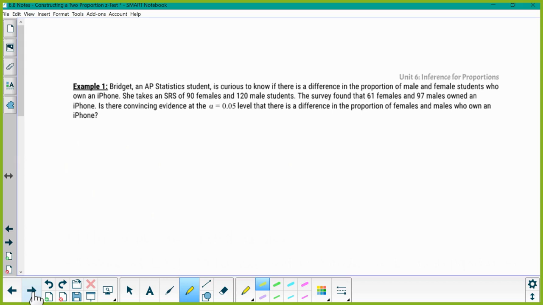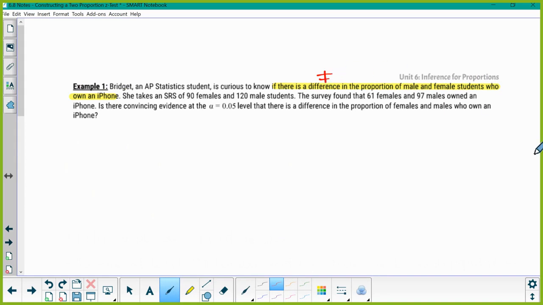So example 1: Bridget, an AP statistics student, is curious to know if there is a difference in the proportion of male and female students who own an iPhone. So one thing I want to highlight, she wants to know if there is a difference in the proportion of male and female students who own an iPhone. When I see difference, that means I'm thinking my alternative is going to be not equal to.